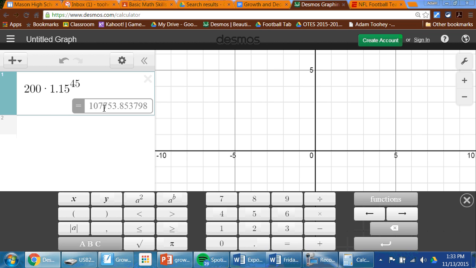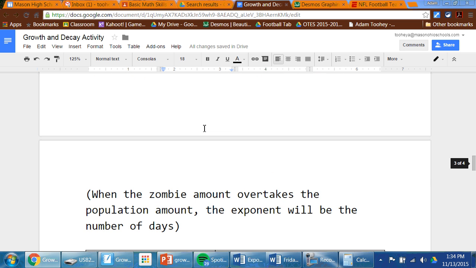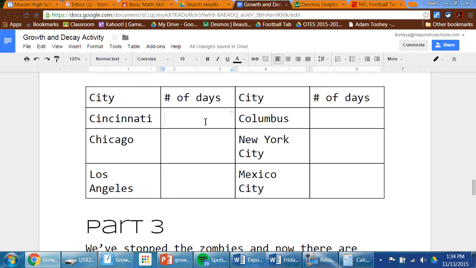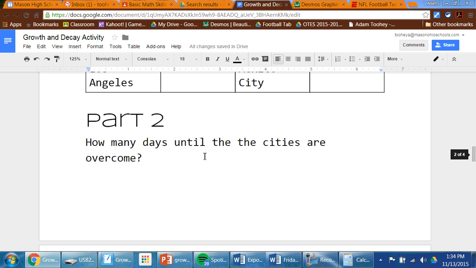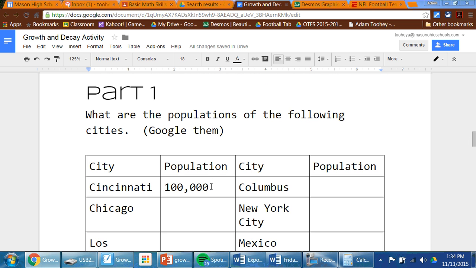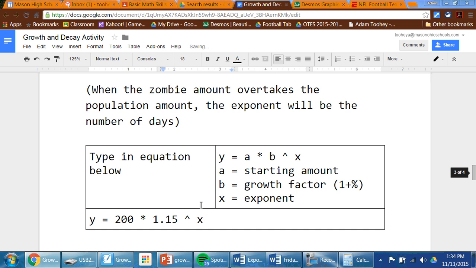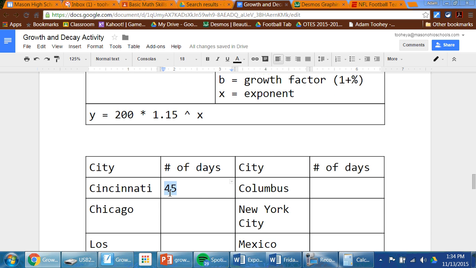So what I would do is go back to part 2. For the number of days for Cincinnati, I would write my exponent, 45, because that's when I plugged in this equation. I used this as my x value, and it was greater than part 1's population. Okay? All right, remember, those are not the actual answers, so you're going to have to find those answers yourself.